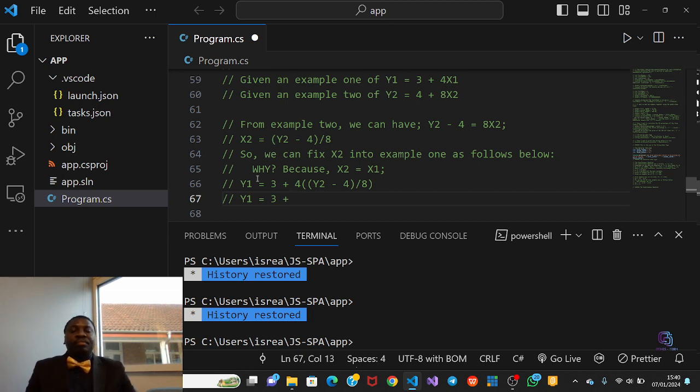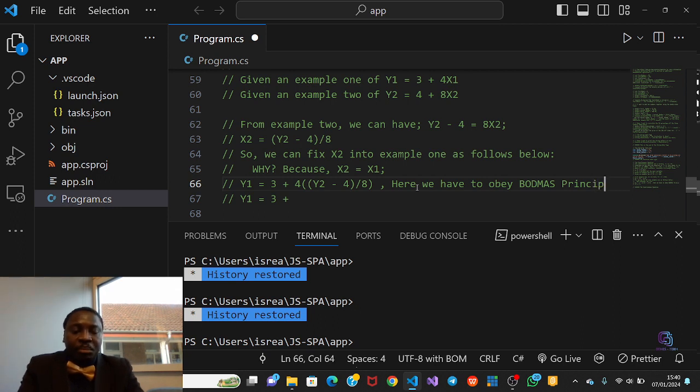The rule of using brackets and subtraction and division comes from the word BODMAS. Now we have to obey the BODMAS principle. Here we have to obey the BODMAS principle. So how do you obey the BODMAS principle?